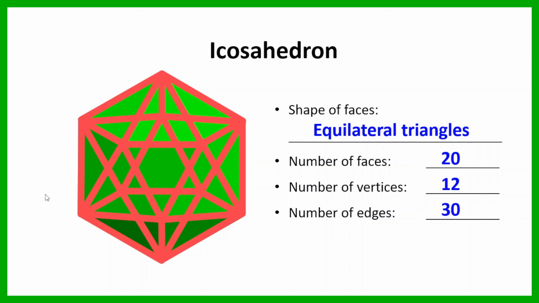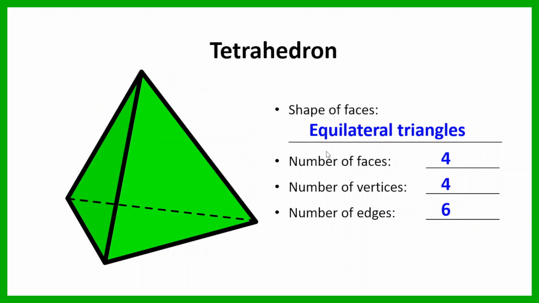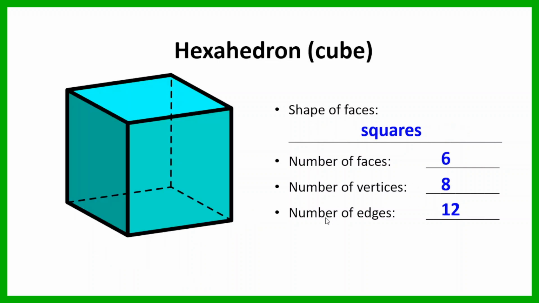Okay, so let's quickly go through each of those again. So the tetrahedron has equilateral triangles for the faces. There are 4 faces altogether, and the number of vertices is 4, and the number of edges is 6. The hexahedron, or the cube, has got square faces. It has got 6 faces altogether. The number of vertices is 8, and the number of edges is 12.